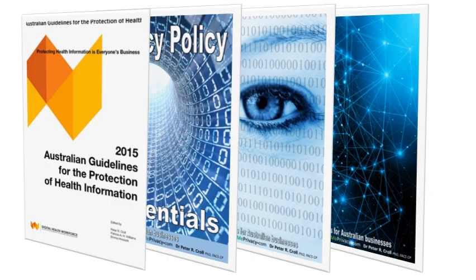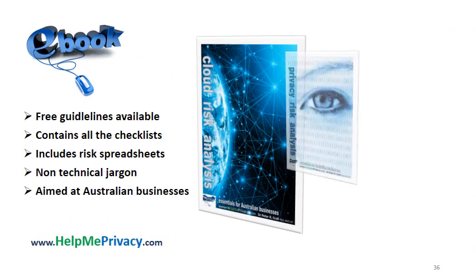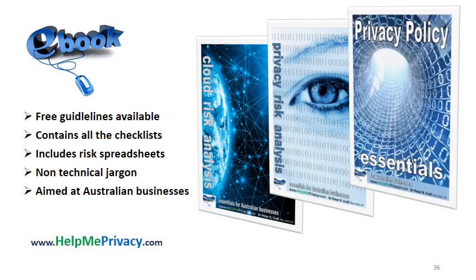Now, I mentioned the guidelines. Well, the Australian Guidelines for the Protection of Health Information from HISA is a very comprehensive document that covers all aspects, but for the particular things I've been showing here, the spreadsheets and the forms are in these ebooks, and please have a look: one on privacy policy, one on privacy impact assessment, the privacy risk analysis, and a more recent one on cloud risk analysis. They include the checklists, the spreadsheets, use non-technical jargon, and it's aimed at Australian businesses. To find this, simply go to helpmeprivacy.com and look at the guidelines.